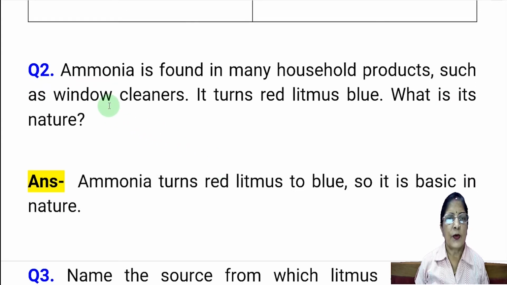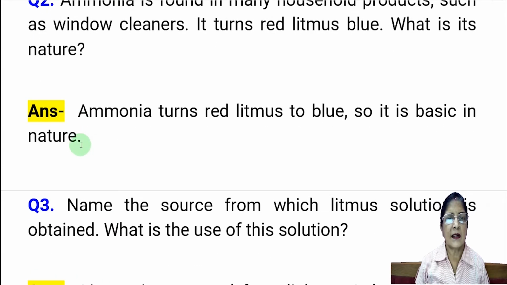Now question number 2. Ammonia is found in many household products such as window cleaners. It turns red litmus blue. What is its nature? Answer. Ammonia turns red litmus to blue, so it is basic in nature.